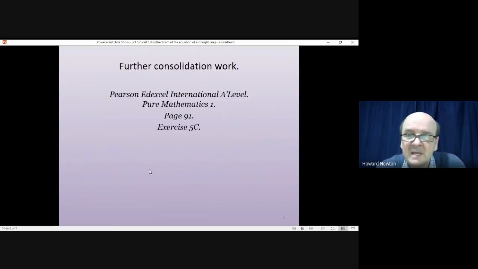Okay, that gets us to the end of this lesson. If you've got the textbook, then turn to page 91 and have a go at exercise 5C.